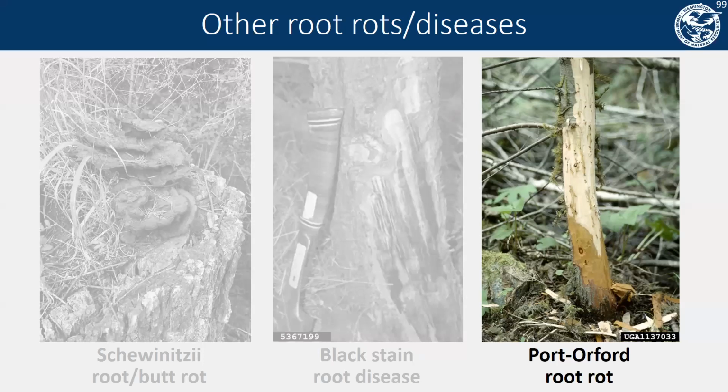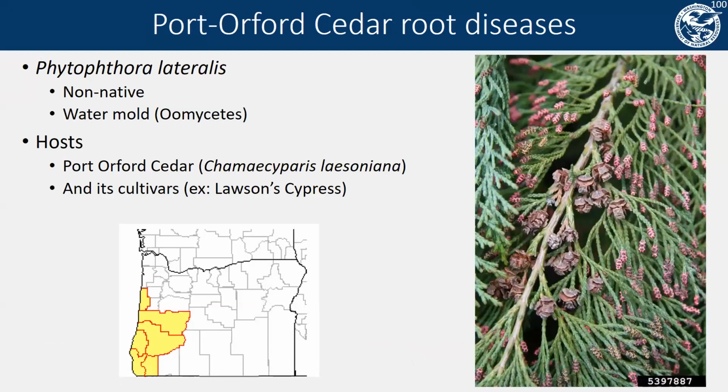And then lastly, I'll wrap up quickly with Port-Orford root rot. Patrick, I see I'm getting towards the end of my time, so you don't have to let me know. Port-Orford root rot is a little different than the other root rots because it is the only one that I've talked about so far that is non-native, meaning this pathogen did not co-evolve with its host tree. It was introduced and is now killing these trees as a novel interaction.